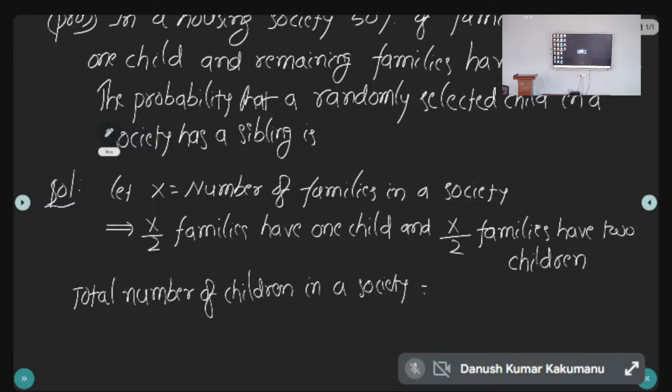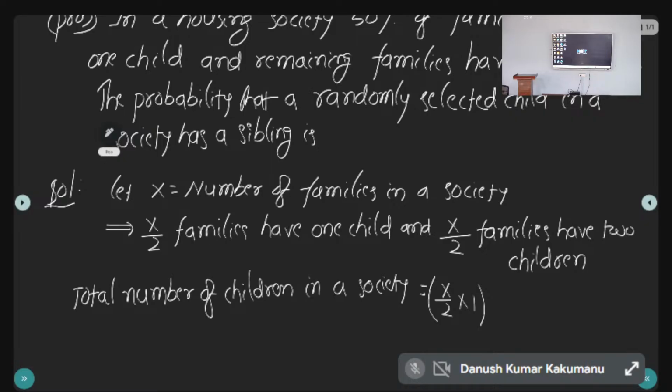Listen carefully. These x by 2 families are having one child each. In this category, how many children are there? Suppose four families are there, and you just assume the number. Four families are having one child each. Within that category, how many children are there? Four only, because each family has one child and there are four families, so 4 into 1. Like that here also, in this category, it is x by 2 into 1. This category is over.